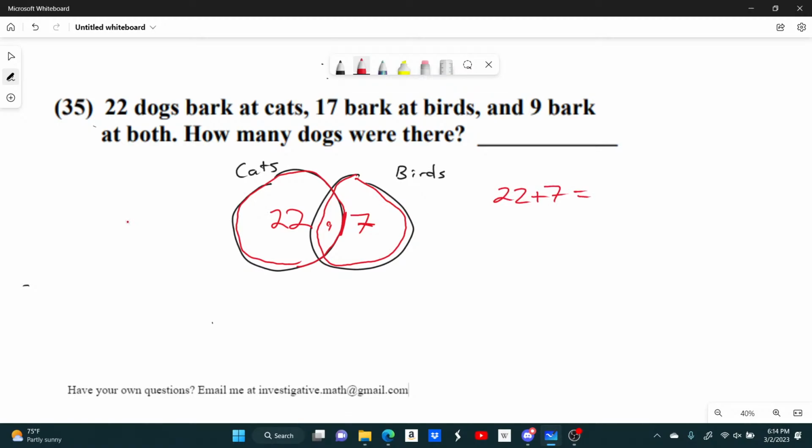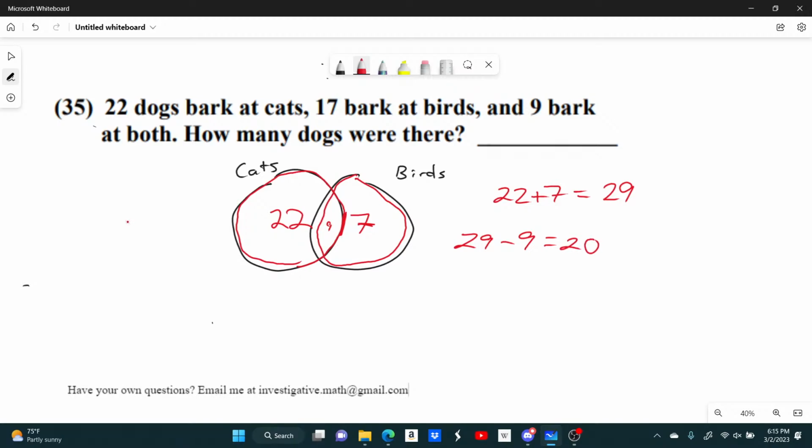Well, what's the obvious problem with that? Well, it's that we've counted the ones that bark at both. We've counted them two times, and we only want to count them one time, right? We counted them once whenever we found out how many bark at cats. We counted them again when we counted how many of them bark at birds, right? And so to find the number of dogs, you just take this overcounted number, and then subtract out this 9 because we counted this twice. So this is just going to be 20.